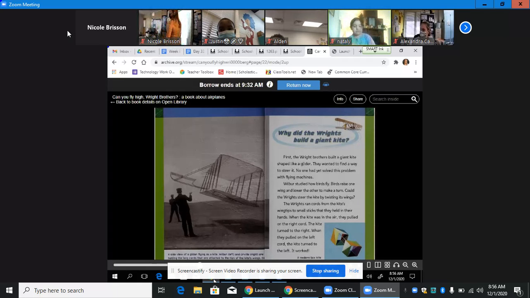Raise your hand if you've ever flown a kite. Has anyone ever gone to the beach and flown a kite? It's hard to steer, especially in the wind, isn't it? Yeah. You're in the air with it.